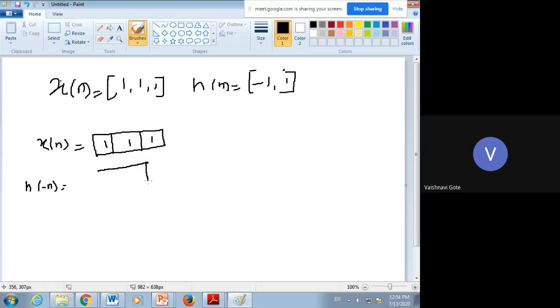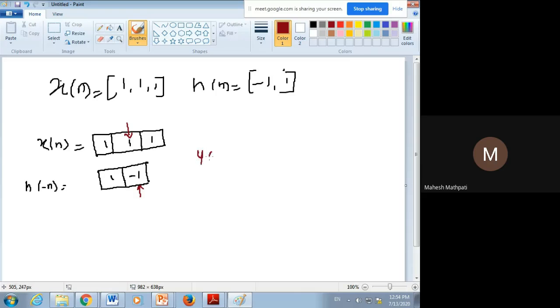Folding of a sequence we are doing. If I write h of minus n, what will happen? So here -1 and 1, this is the 0th point here, and here this is its 0th point. Now if you look into this part, this is the 0th point.